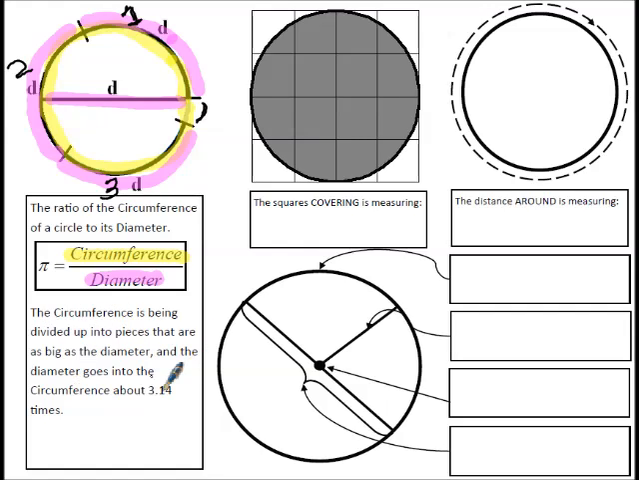So the circumference is being divided into pieces that are as big as the diameter, and the diameter goes into the circumference about 3.14 times. And this is an example of pi, or this is the mathematical symbol for pi.